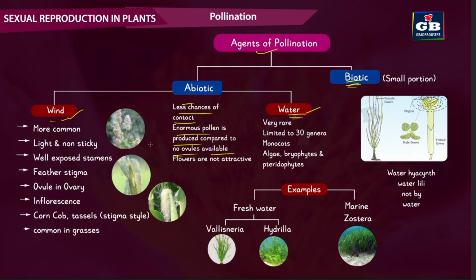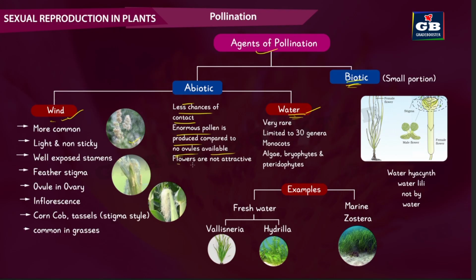Because the chances are very less. The chance of contact is very less. So a large amount of pollen is produced. Out of this large amount, only a few will reach the appropriate stigma for pollination. So when we compare the amount of pollen released and the amount of ovules available, the ovules will be available in less quantity, but a large number of pollen has to be produced for the case of wind and water.